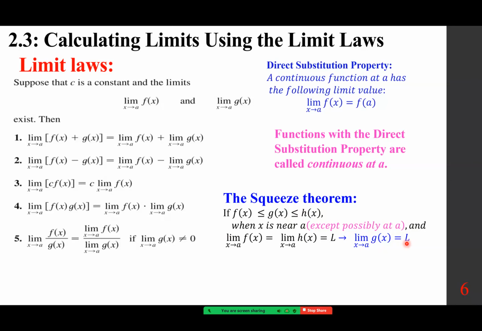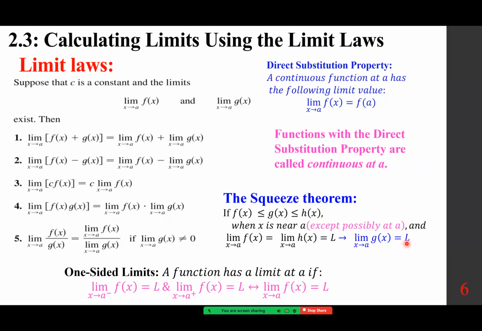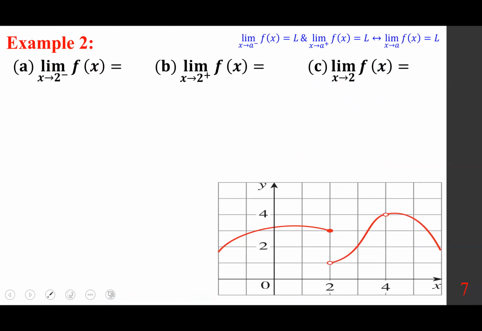And of course, the one-sided limit has been already discussed. A function has a limit at a if the limit of f of x as x approaches a from the left, and the limit of f of x as x approaches a from the right, are identical. Then we say the limit exists. And it's important to know every number. If a number is negative, both sides are negative. If a number is positive, both sides are positive. The only number that we want to be careful with is 0 because the left side is negative, the right side is positive. So let's find these limits.